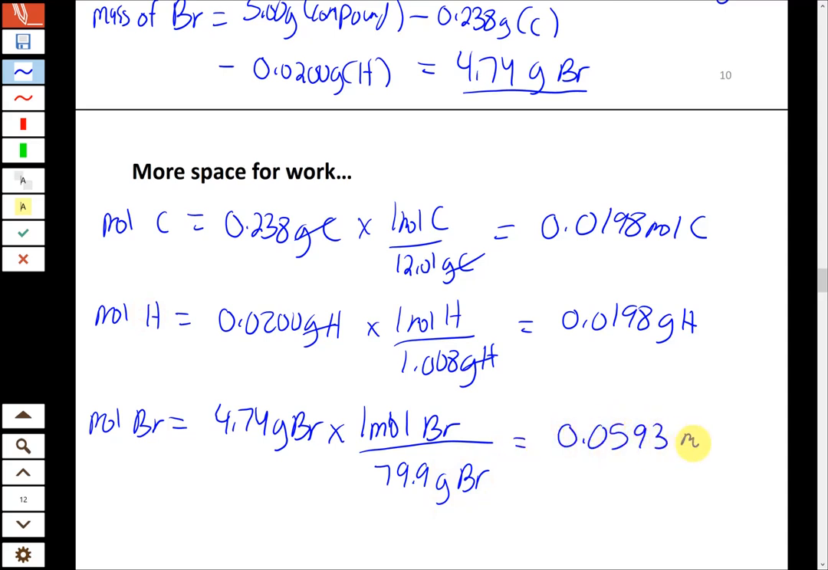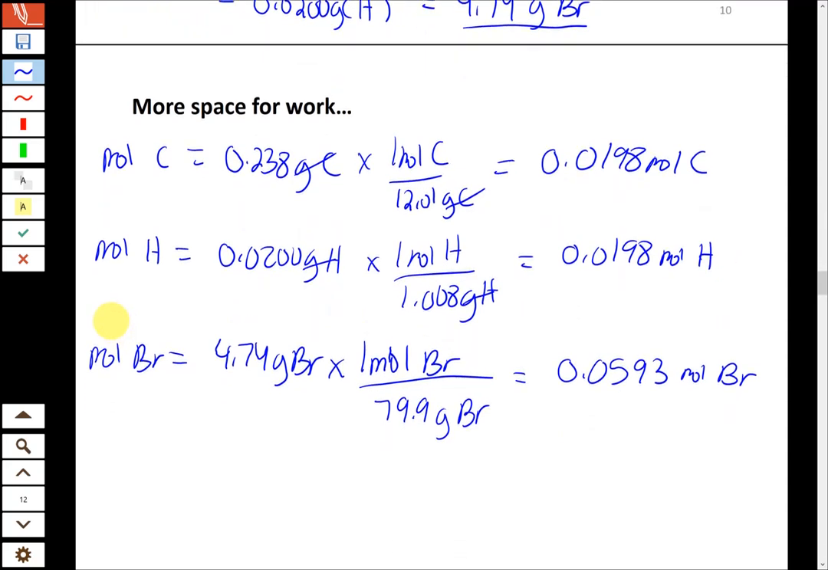0.0593. All right, so those are the moles. Sorry, that should be moles, not grams. I wrote it wrong. All right, so that's the moles of each element, and now we just have to convert those to the simplest ratio to get the empirical formula.